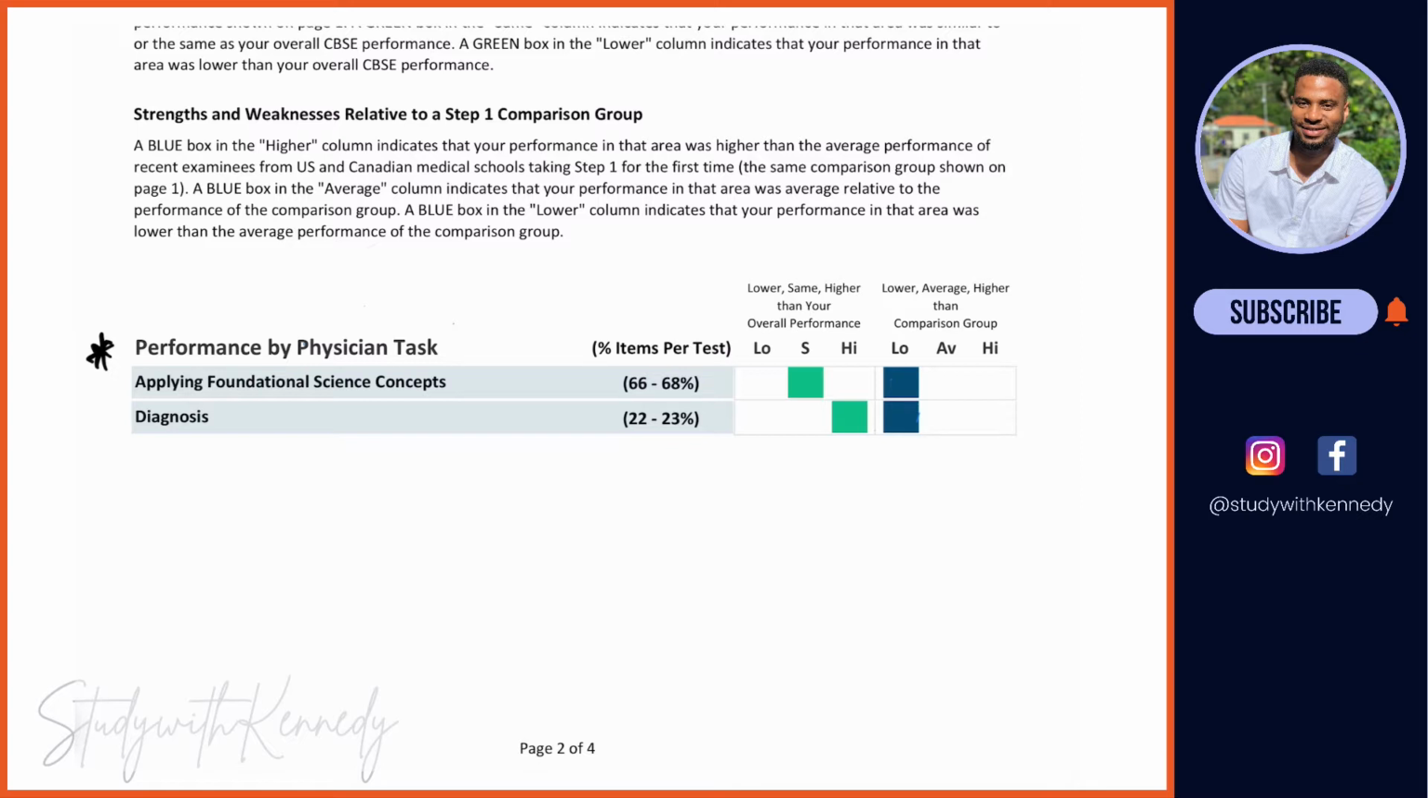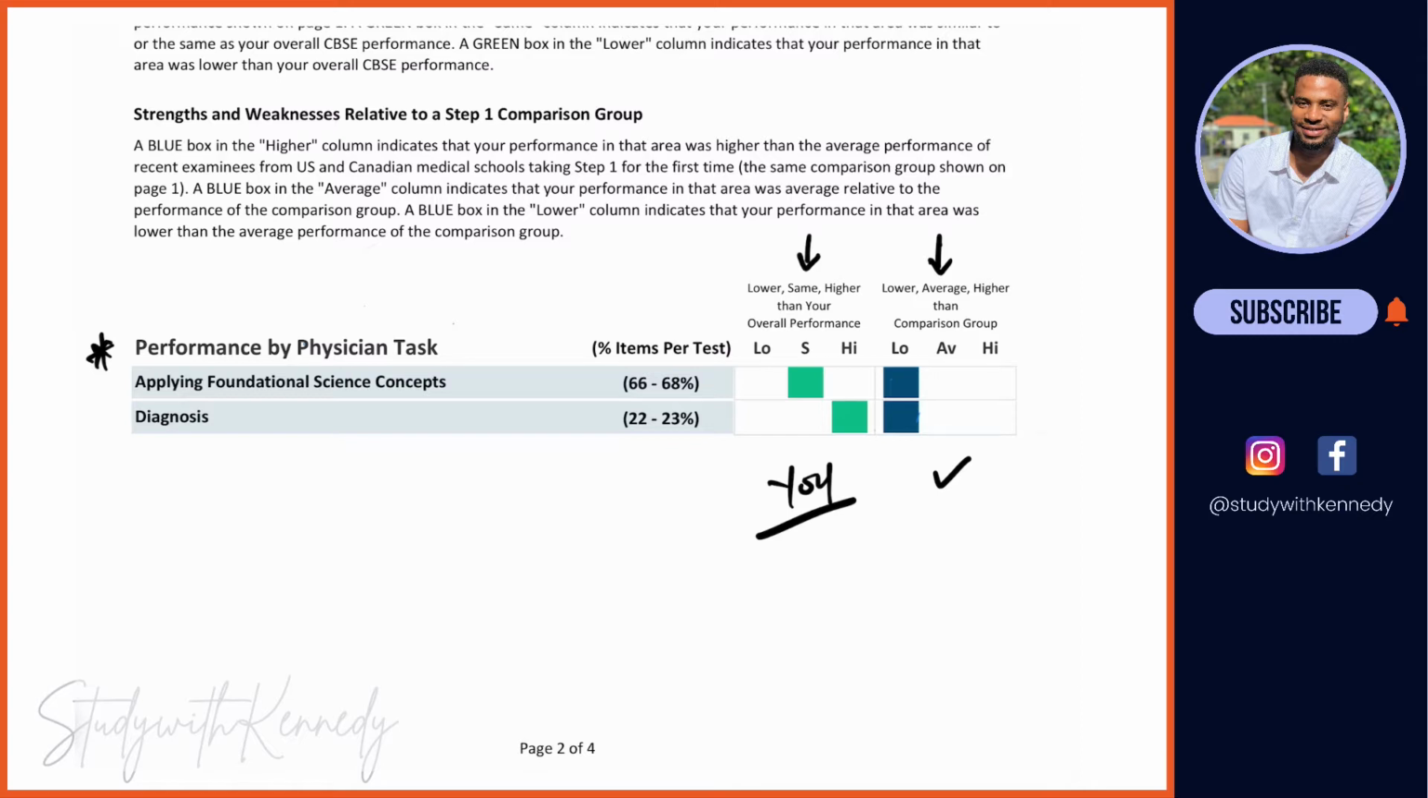All right, applying foundational concepts. The first thing you notice is that there are 2 bars here that we need to consider. This first bar is your performance. This is you relative to yourself. This is how your understanding of everything is interpreted for you personally. And this is how you compare to every medical student that is writing the NBME.